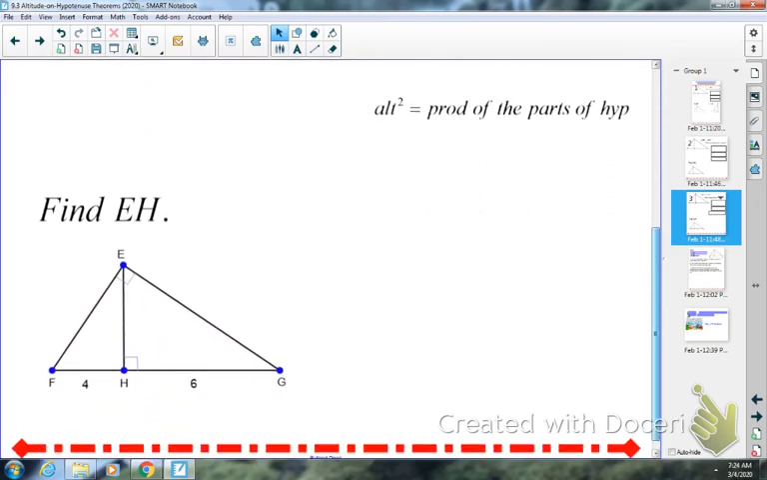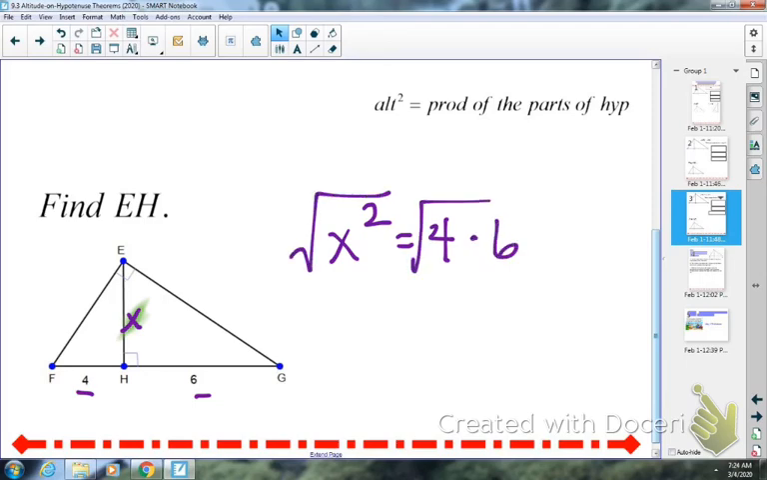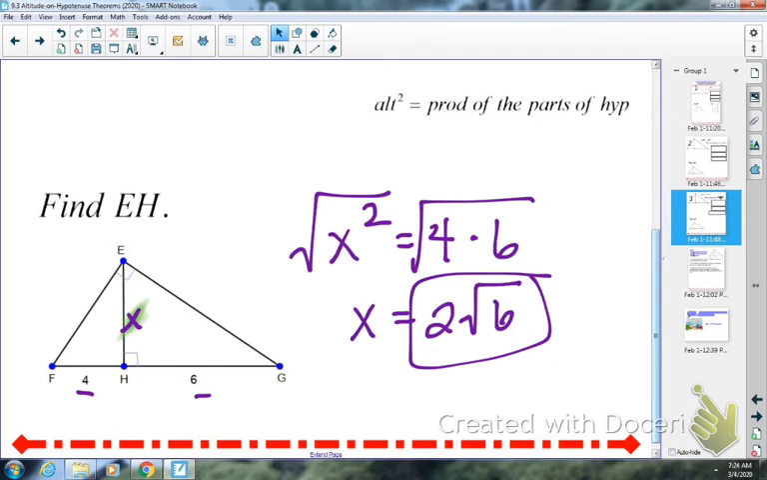Okay, if we take a look at this picture, notice I keep coming back to that same triangle. The altitude I want to find is EH, so we'll call that x. The altitude squared equals the product of the parts of the hypotenuse. The two parts of the hypotenuse are 4 and 6. So x squared is equal to 4 times 6. To solve for x, we would take the square root of both sides. Well, the square root of 4 is 2, so my answer is going to be 2 square root of 6.